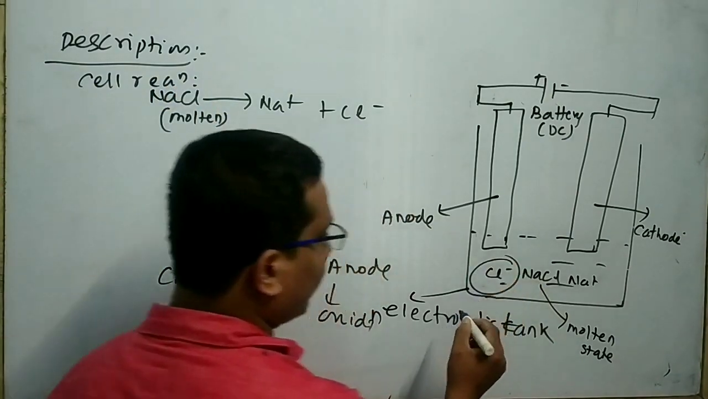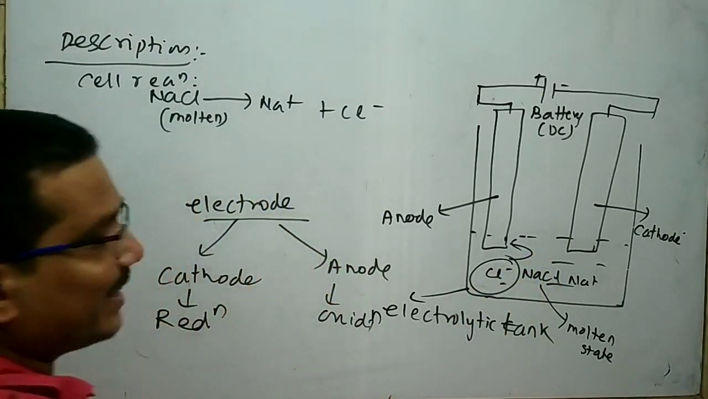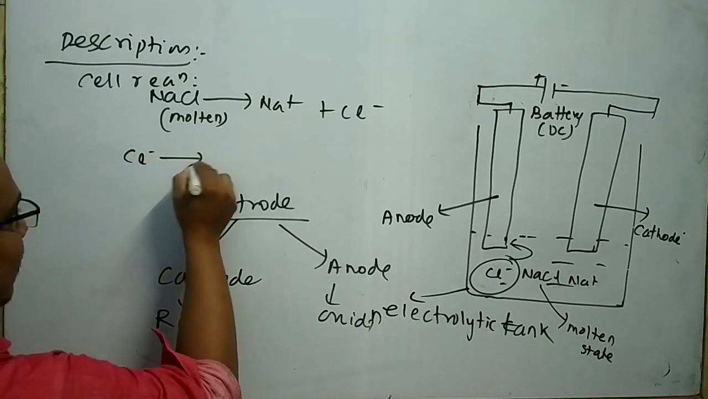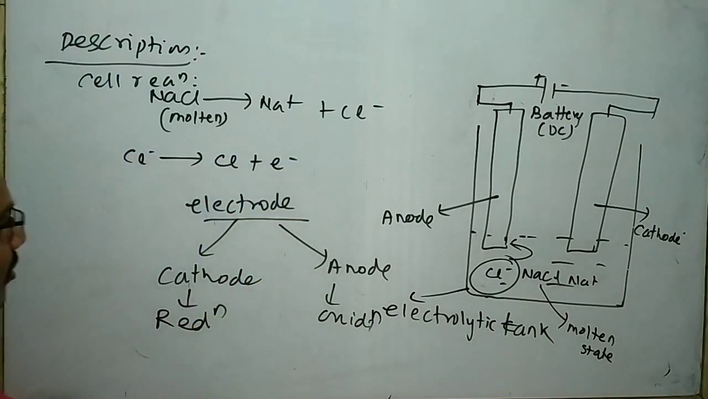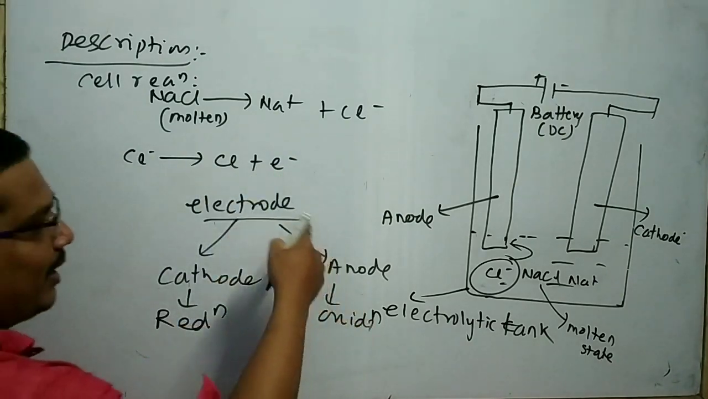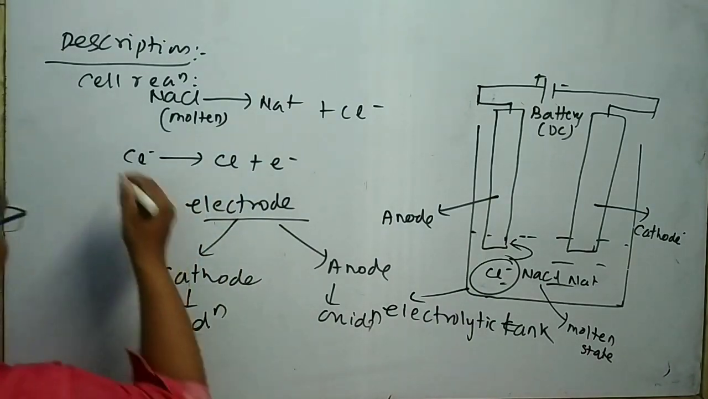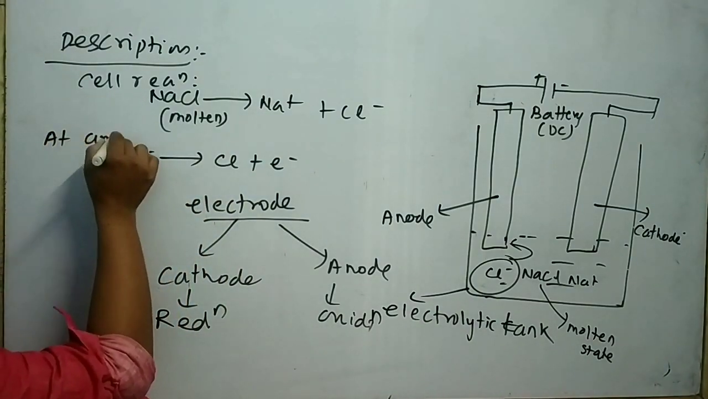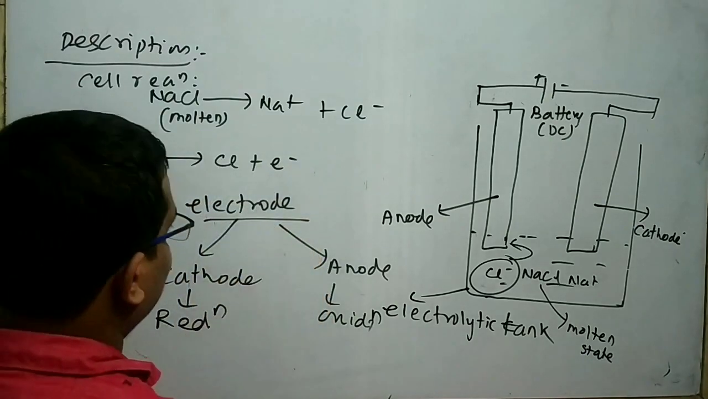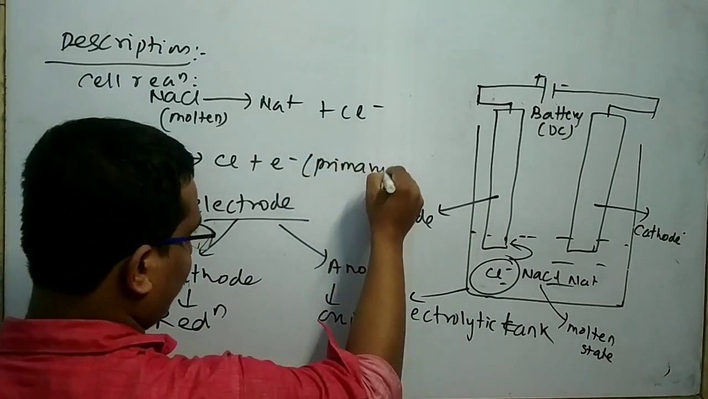Now the Cl- goes to the anode and the oxidation reaction takes place. That means Cl- gives Cl plus an electron. Look at that, loss of electron takes place. As a result, oxidation takes place at anode. So you can write at anode: Cl- gives Cl + e-. This is said to be the primary process.